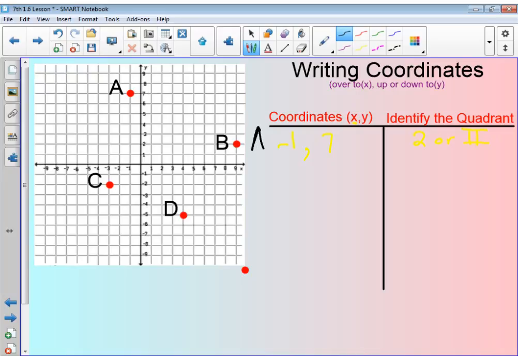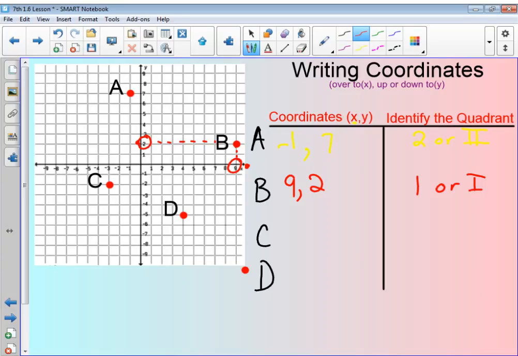Okay, this was our A. Let's go ahead and do B, C, and D. So let's see, B. Well, it looks like it's crossing. Okay, so remember we always do our X first and then our Y. So we go over on our X line to 9, and we go up on our Y line to 2. So 9, comma 2. The quadrant that would fall in would be quadrant 1, or it could be written out as Roman numeral 1.